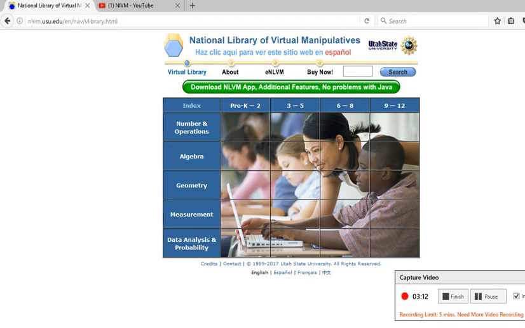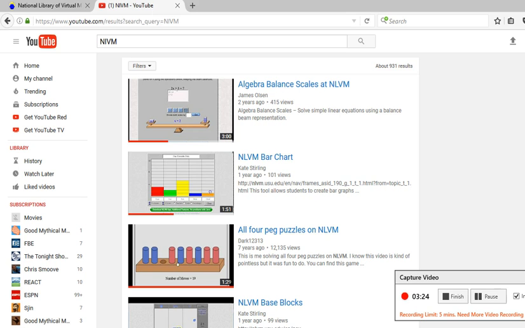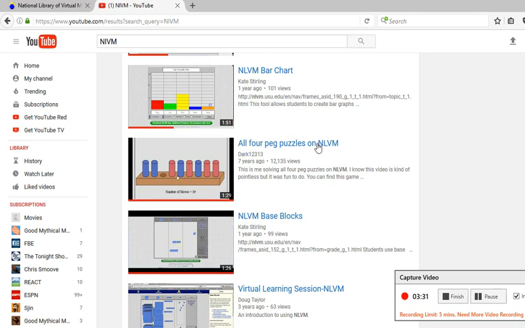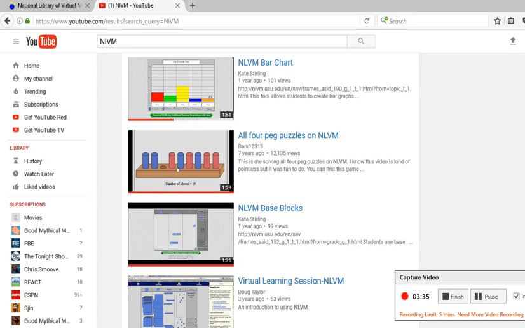Is it easy to use? I believe so. Many of the manipulatives either use a computer keyboard to enter answers, or use a computer mouse to select and drag certain objects. And you can see these from these videos. If you just Google NLVM, a lot of videos come up with the activities, and that's usually what it takes. So it's not too complicated for students.